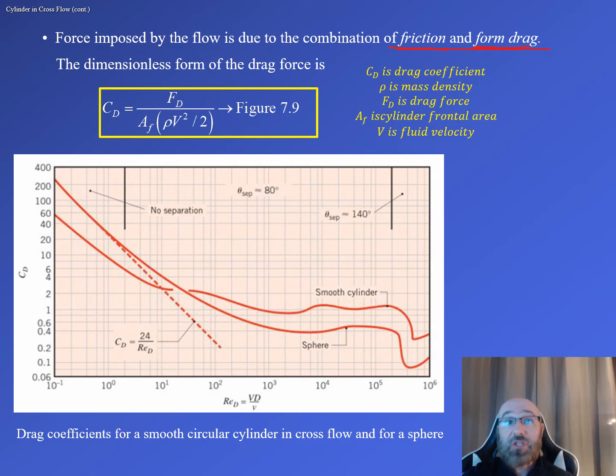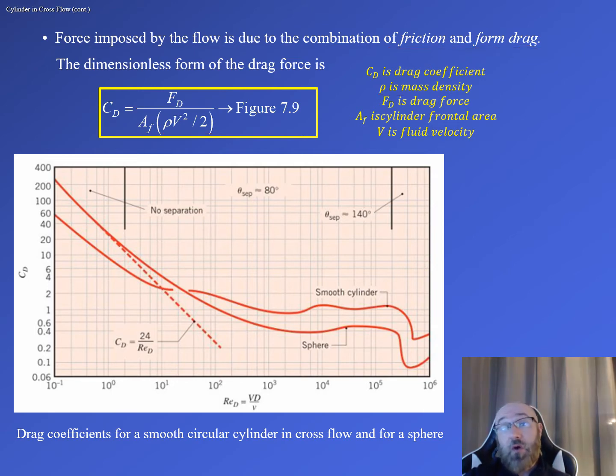And then from this, a dimensionless drag coefficient, our C sub D, can be defined by the following relationship. So C sub D is equal to, in our numerator here, F sub D, where F sub D is our drag force. This is divided by A sub F, where A sub F is the cylinder frontal area, times rho V squared over 2, where rho is our mass density and V is our fluid velocity. So this A sub F, or the cylinder frontal area, is the area projected perpendicular to the free stream velocity.